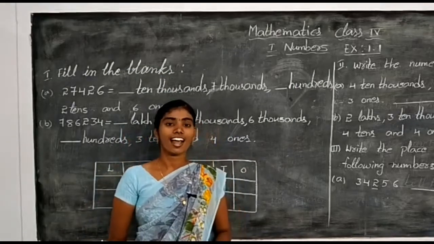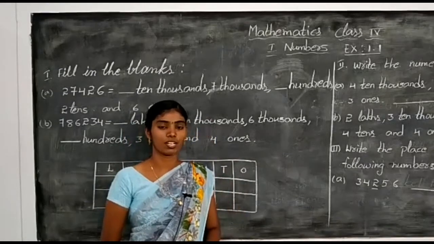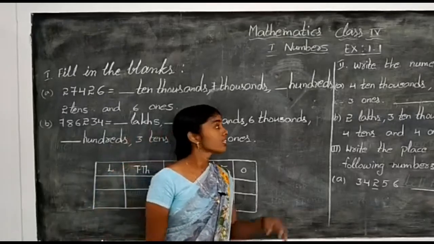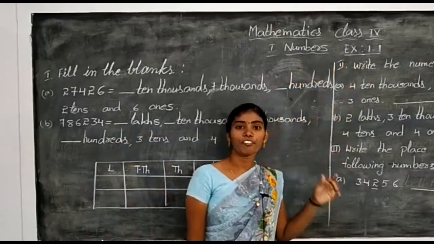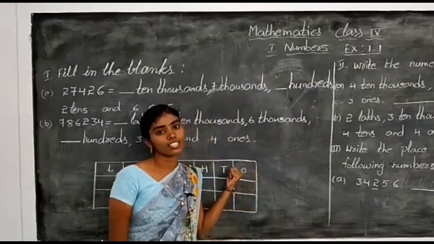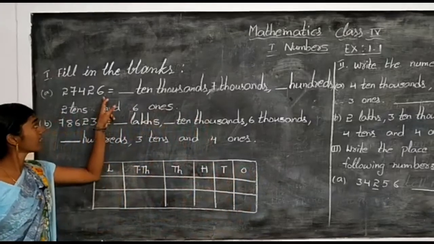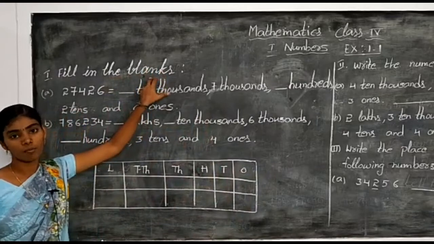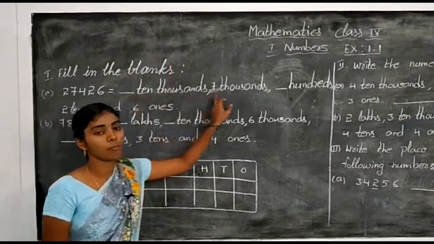Today in the last class I already explained about the 5-digit and 6-digit numbers. Today in your maths class I am going to explain Chapter 1, Numbers, Exercise 1.1. Today we have to complete Exercise 1.1. In the first section, we have fill in the blanks. Here one number is given, and we have to complete these blanks.